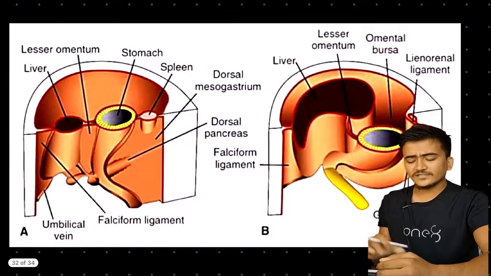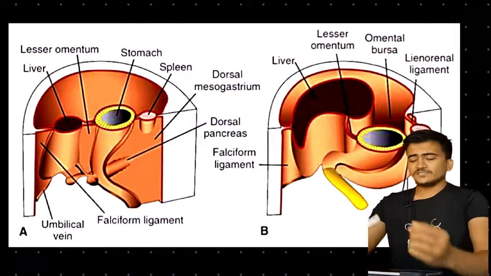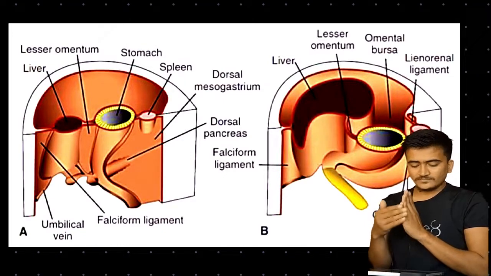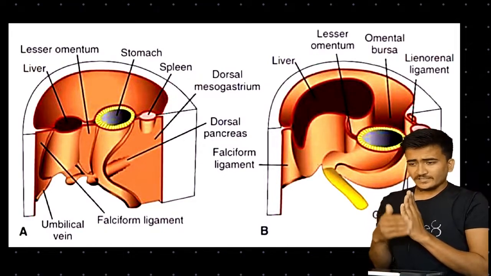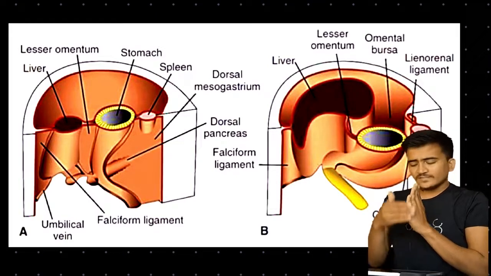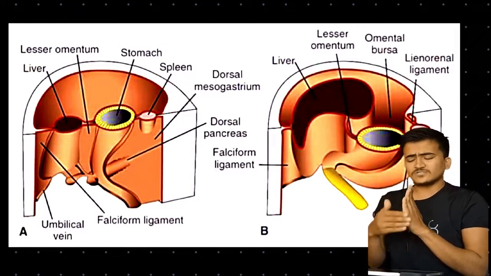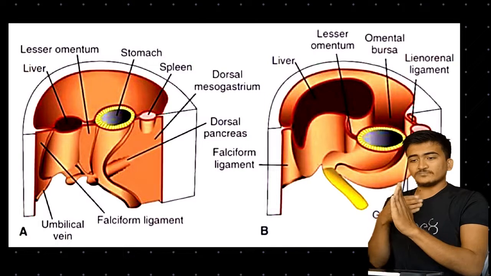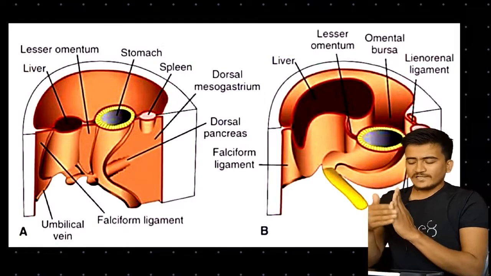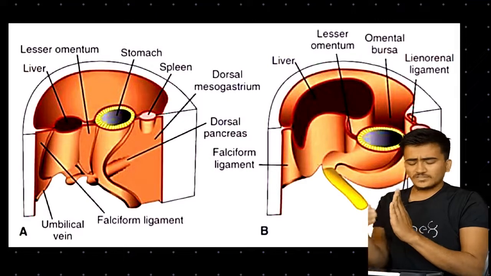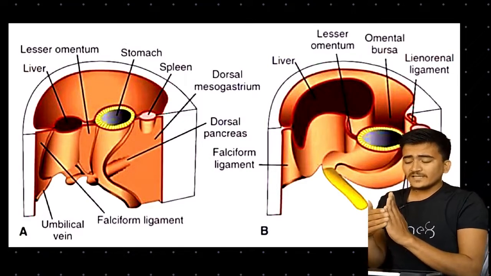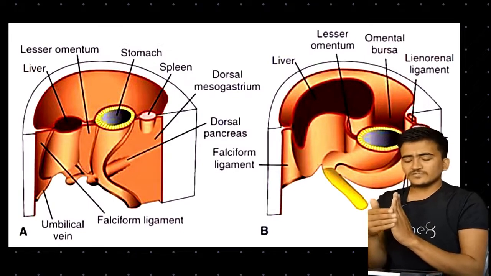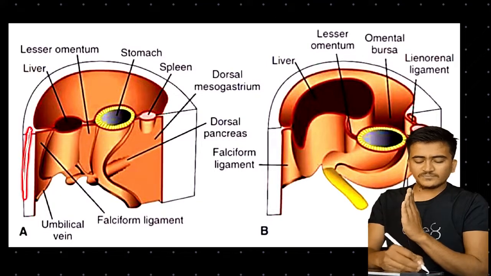These are the things. So initially, what is the condition? Initially, the lesser curvature of the stomach is facing anteriorly, and the greater curvature of the stomach is facing posteriorly. Anteriorly, that means there is the presence of the ventral mesentery, which we already discussed. This is our anterior abdominal wall.